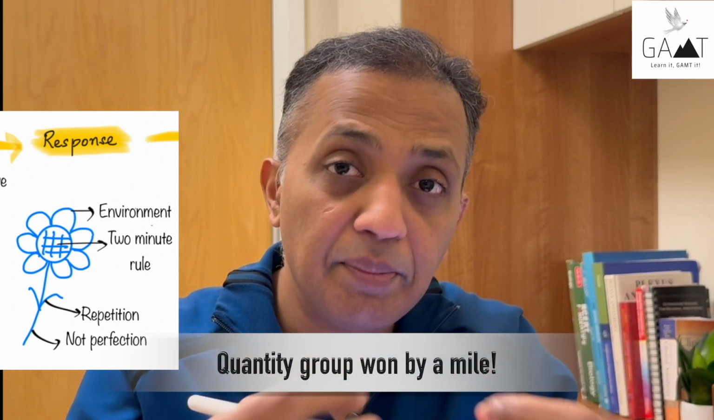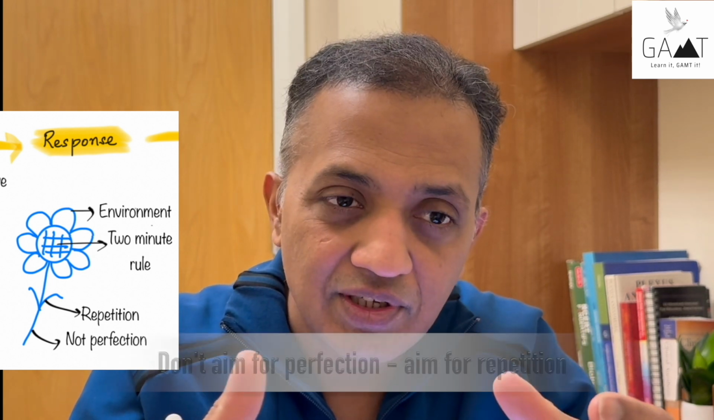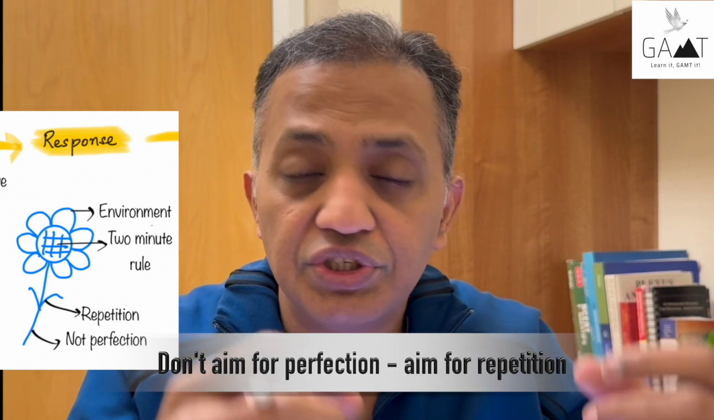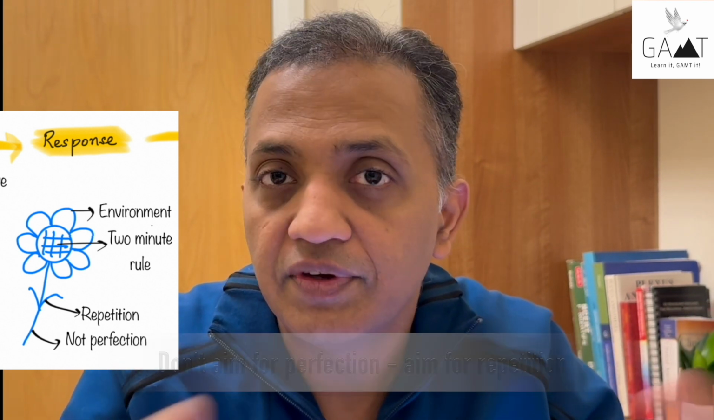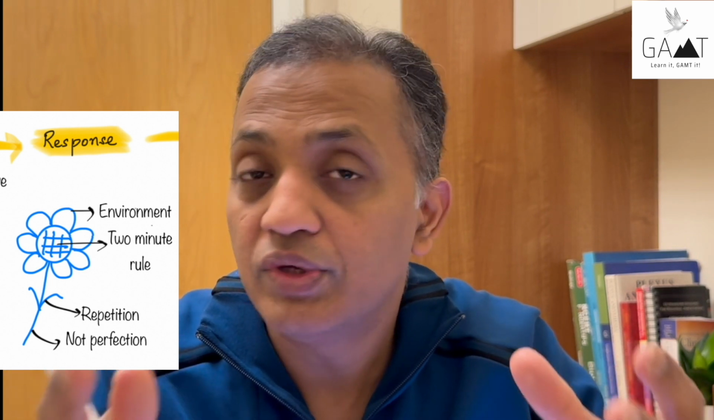So there is a clear message here. You shouldn't aim for perfection. All you have to do is repetition. Repetition is more important than perfection. I shouldn't aim to create a perfect journal entry. I just need to write a journal entry. That's it. And the more you do, the more you keep improving on it, and eventually you'll get there.